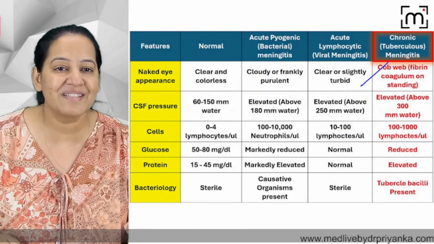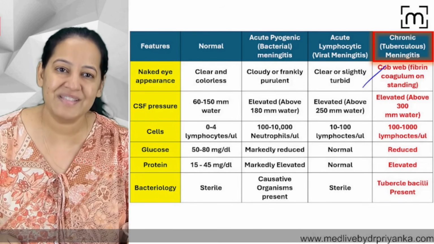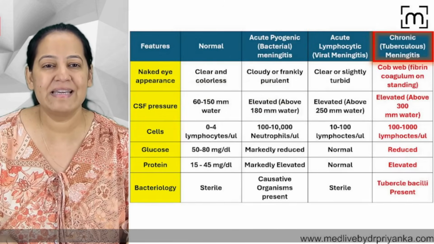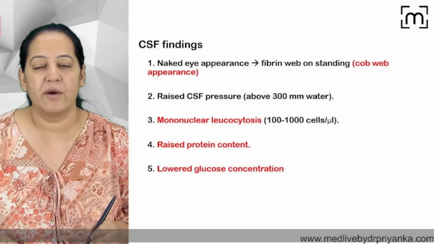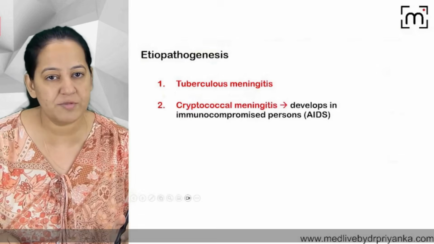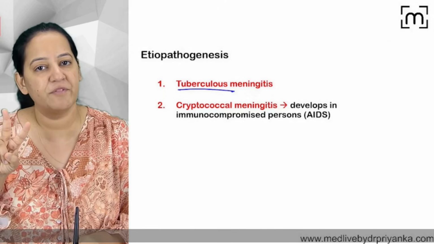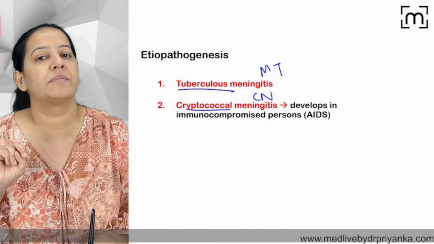Coming to the third and the last one: chronic meningitis. Grossly, you can see there is a cobweb appearance. I will show you. But before that, the etiology. Who causes chronic meningitis? It is one bacterium and one fungus. The bacterium is Mycobacterium tuberculosis, and the fungus is Cryptococcus neoformans.